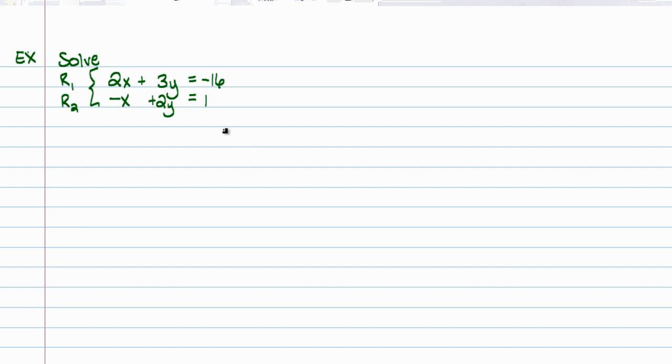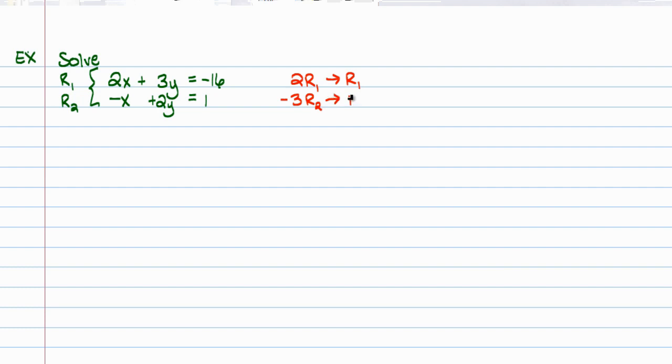Just in case we don't, though, let's just pretend you wanted to kill off the y's. Okay. So if you want to kill off the y's, you don't have to. Like I said, you do the x's. But if you want to kill off the y's, you would have to make the coefficients on the y's opposites. And to do that, I would probably multiply row 1 by this number right here, by 2. So 2 times row 1 will become the new row 1. And then I would multiply row 2 by a negative 3.